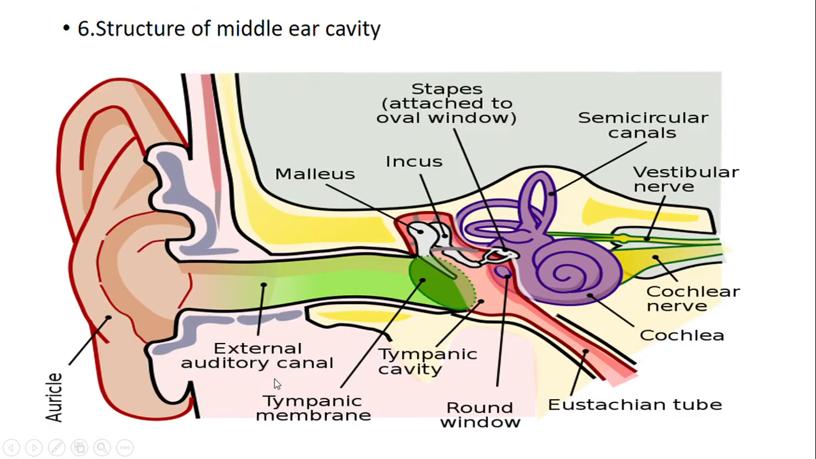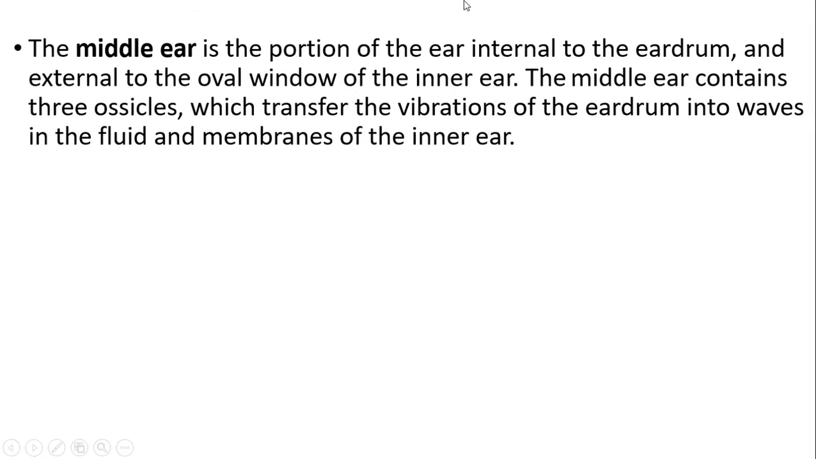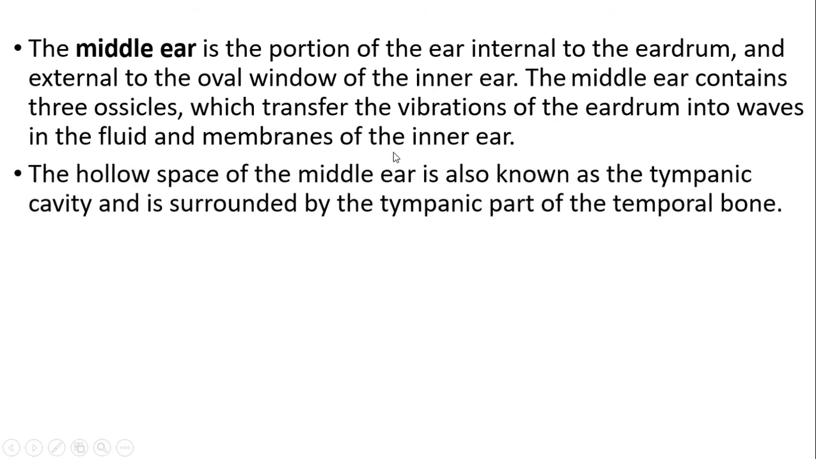Structure of middle ear. This is the picture of a middle ear. Middle ear is the portion of the ear internal to the eardrum and external to the oval window of the inner ear. Middle ear consists of three ossicles which transfer vibrations of eardrum into waves in the fluid and membranes of the inner ear. The hollow space of the middle ear, also known as the tympanic cavity, is surrounded by tympanic part of the temporal bone.